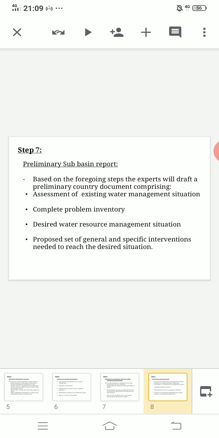The experts will draft a preliminary country document comprising an assessment of the existing water management situation, a complete problem inventory, the desired water resource management situation, and a proposed set of general and specific interventions needed to reach the desired situation.